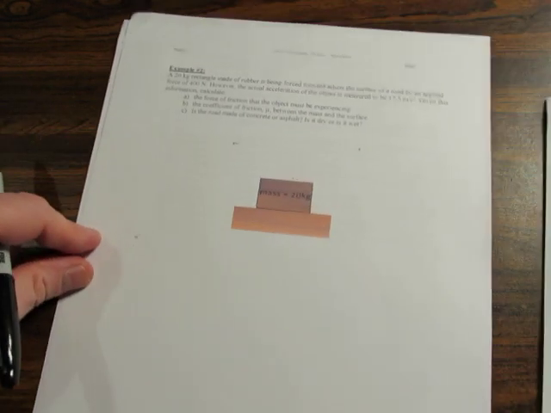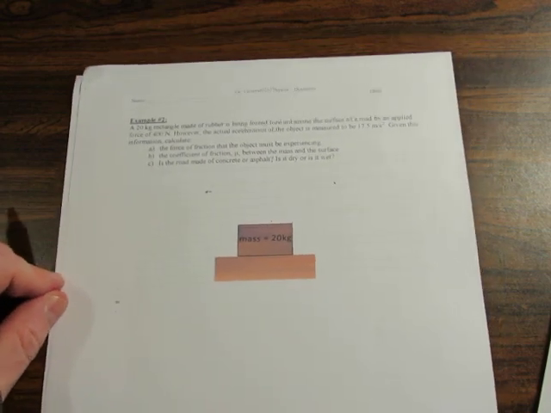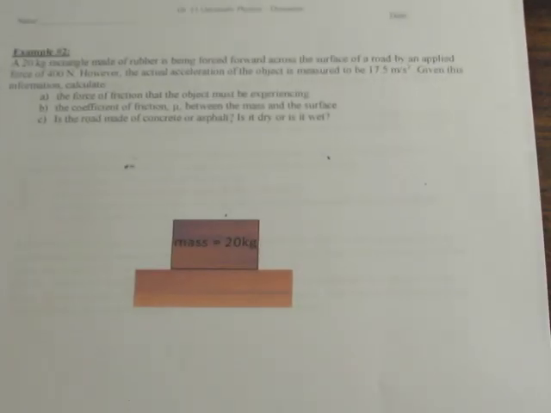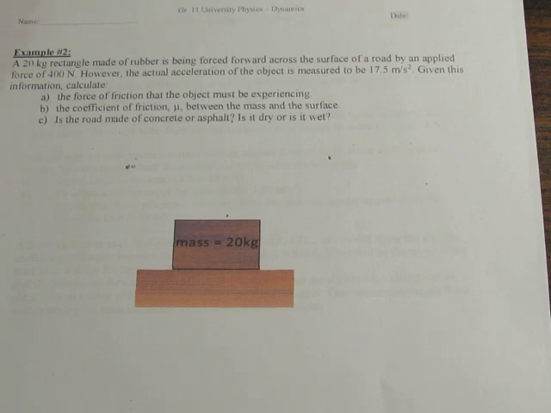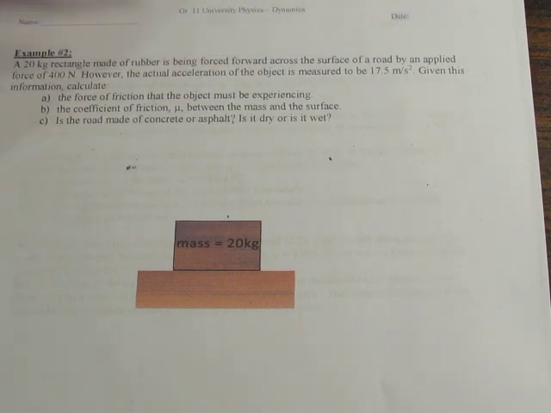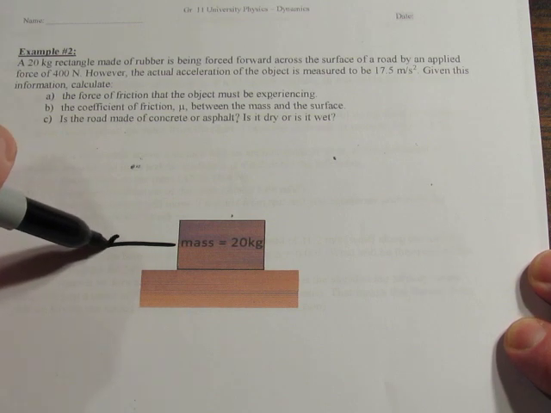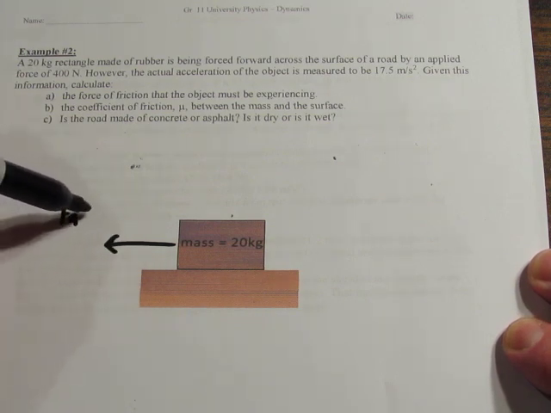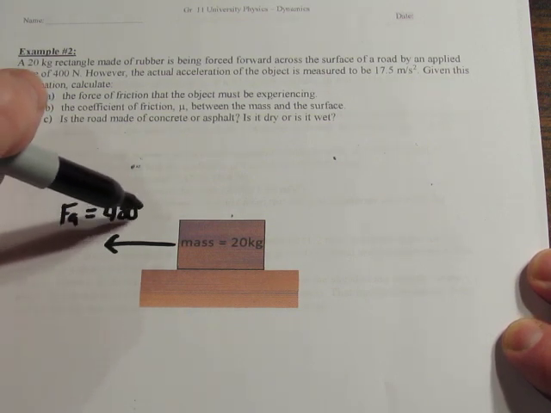Let's do another example. All right, this time there's a 20 kilogram mass. It says a 20 kilogram rectangle made of rubber is being forced forward across the surface of a road by an applied force of 400. So let me write that on there. Applied force 400 newtons.